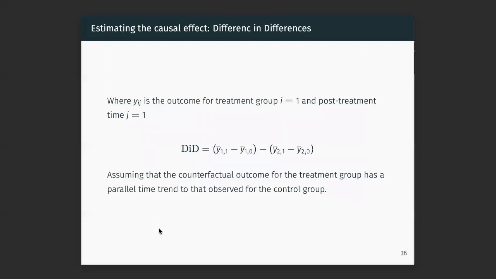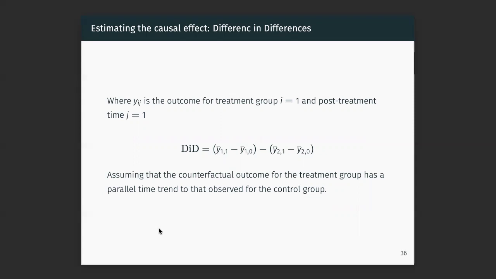Okay, so mathematically, this is the difference in differences model, where Yij is the outcome for group i and post-treatment time j. So we need a unit i and a time j. For this model, we have to have two observation points, pre and post-treatment, and then we estimate this for minimally two groups.